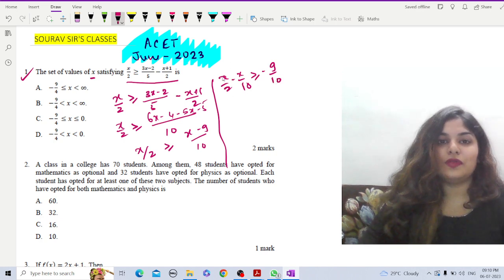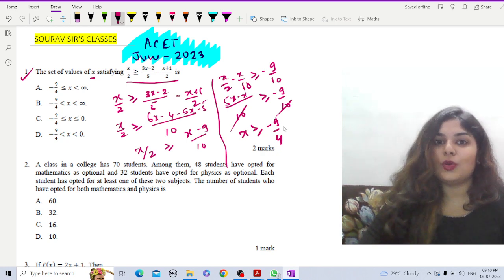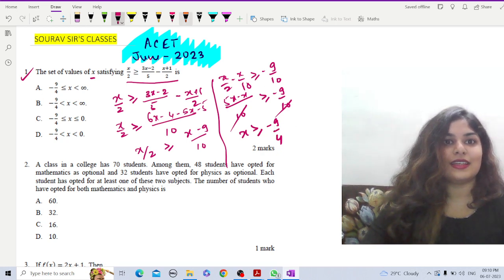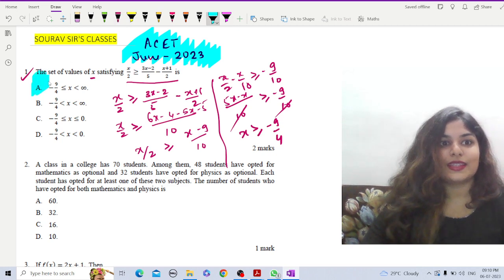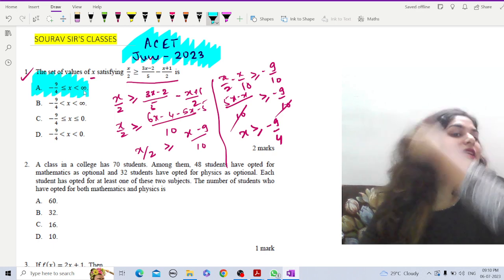Now if we solve the left side, taking the LCM, that is 10, this is 5x minus x greater than or equal to minus 9 by 10. Now let us cancel this. So we have x greater than or equal to minus 9 by 4. So it will be from minus 9 by 4 till infinity, and the answer is A, right? Now let us move to the next question.